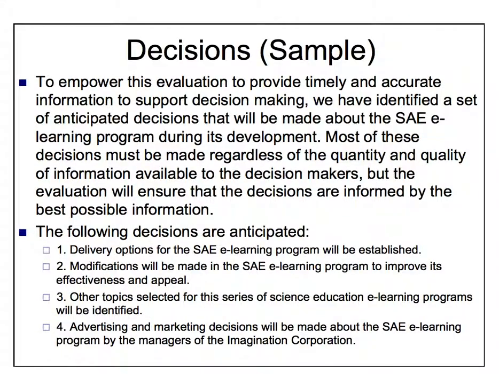Most of the decisions here are related to improving the SAE product. This is again the example from the Reeves et al. book on e-learning evaluation, and this is what they anticipate as decisions that are going to be made and improvements that are going to be made to the educational product as you go about doing it. So decisions are a great place to begin.